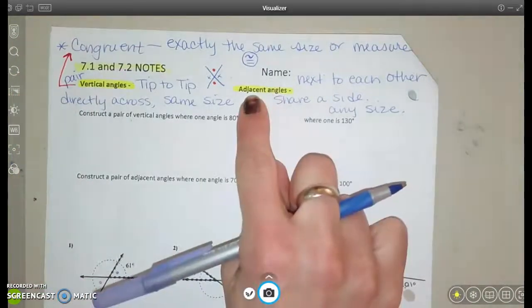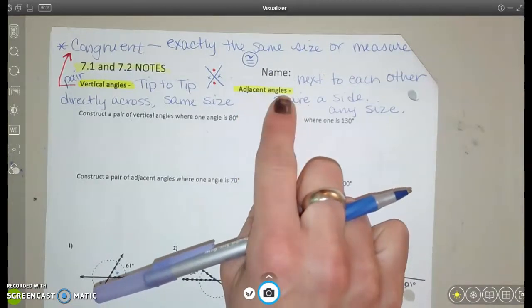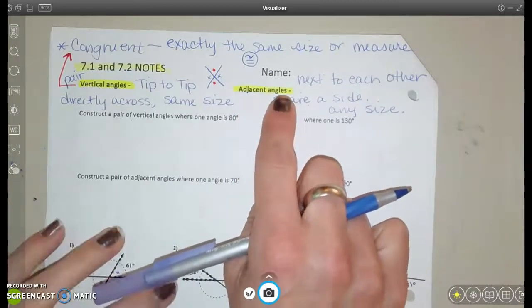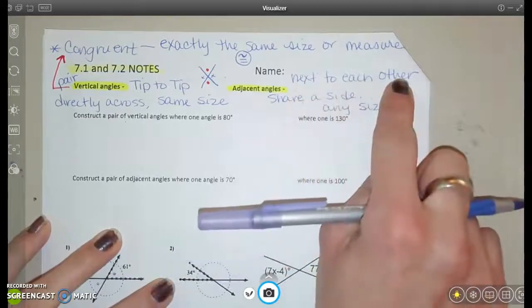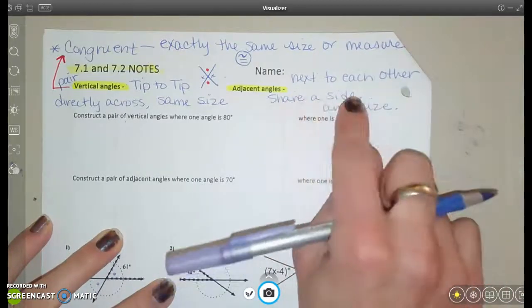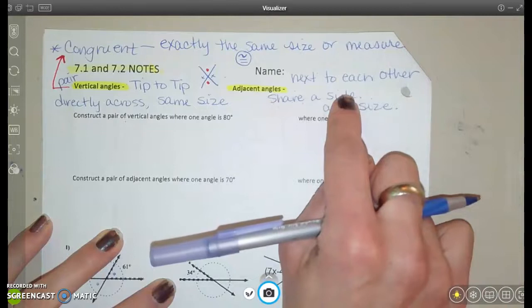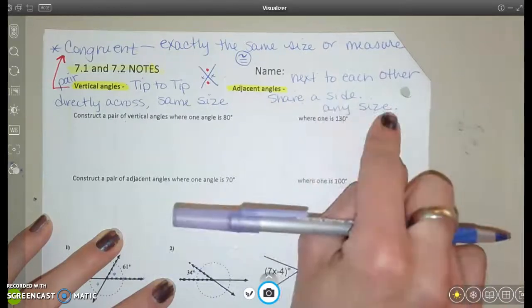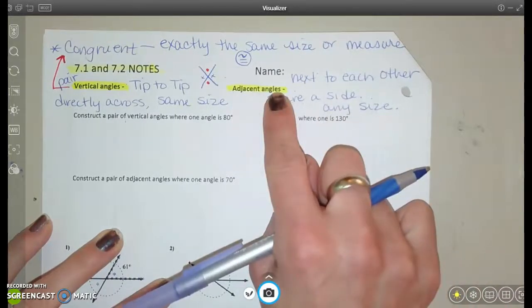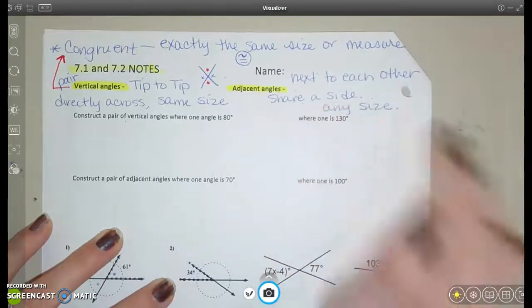All right, and then the other word in this section is adjacent angles. We're going to write down the definition. Adjacent angles are next to each other, and they share a side or a wall, okay? And they can be any different size. Being adjacent just means they're next to each other. It has nothing to do with their measurement, okay?